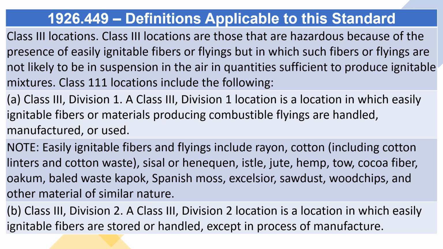A Class 3, Division 1 location is a location in which easily ignitable fibers or materials producing combustible flyings are handled, manufactured, or used. Note: easily ignitable fibers and flyings include rayon, cotton, including cotton linters and cotton waste, sisal or henequen, istle, jute, hemp, tow, cocoa fiber, oakum, baled waste kapok, Spanish moss, excelsior, sawdust, wood chips, and other material of similar nature. B. Class 3, Division 2. A Class 3, Division 2 location is a location in which easily ignitable fibers are stored or handled, except in process of manufacture.